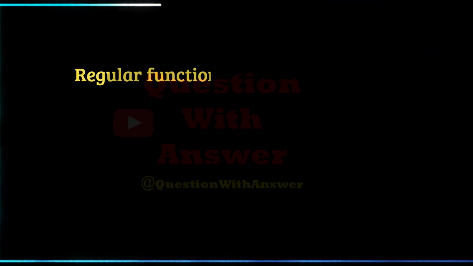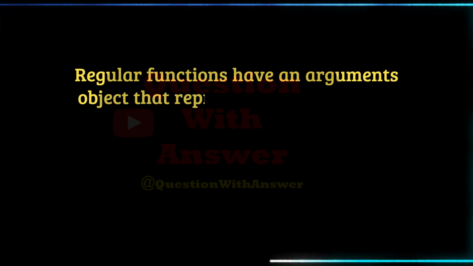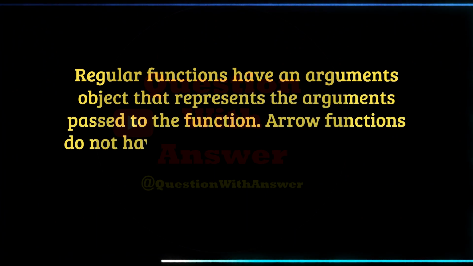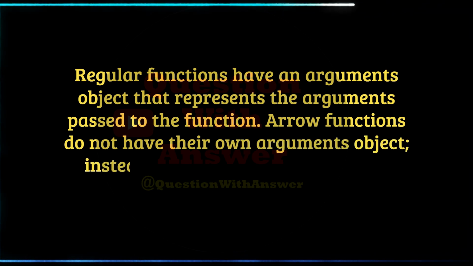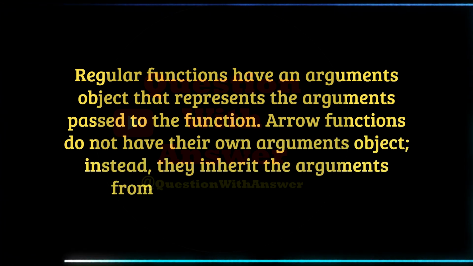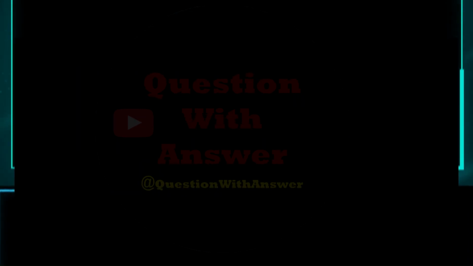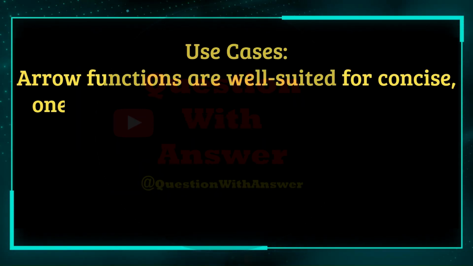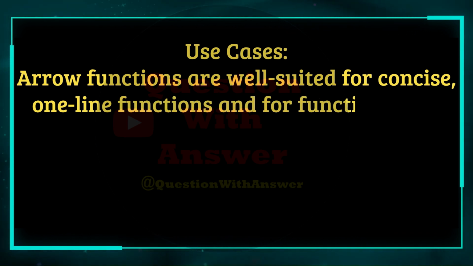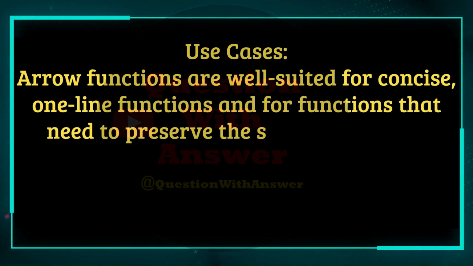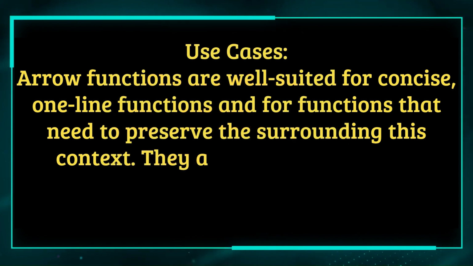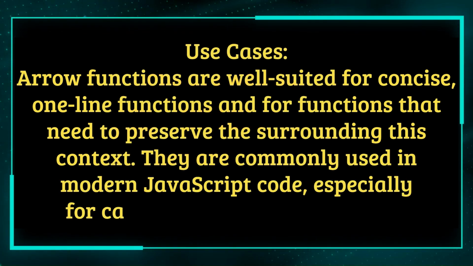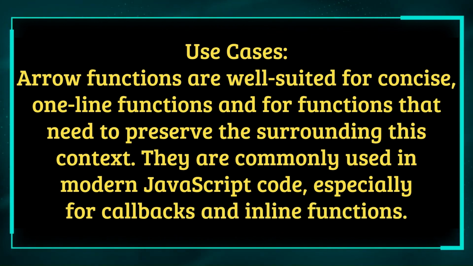Regular functions have an arguments object that represents the arguments passed to the function. Arrow functions do not have their own arguments object, instead, they inherit the arguments from their enclosing function. Use cases. Arrow functions are well suited for concise, one-line functions and for functions that need to preserve the surrounding this context. They are commonly used in modern JavaScript code, especially for callbacks and inline functions.